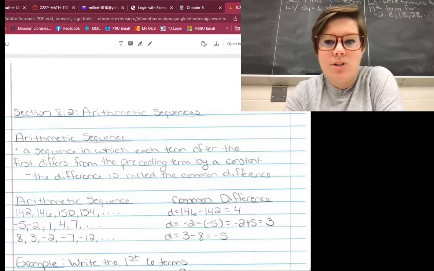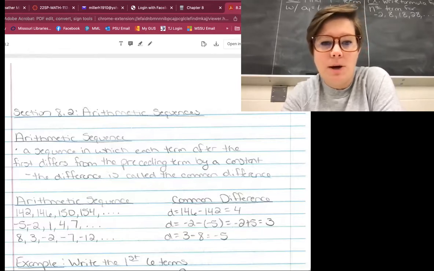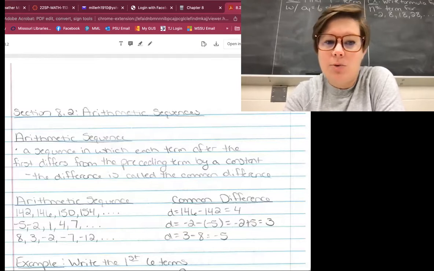Hey guys, so today we are going to be in Chapter 8, Section 2, the last section of Chapter 8 that we're really going to talk about, which is arithmetic sequences. So arithmetic sequences are sequences in which each term after the first term differs from the preceding term by a constant. And that difference is called the common difference.